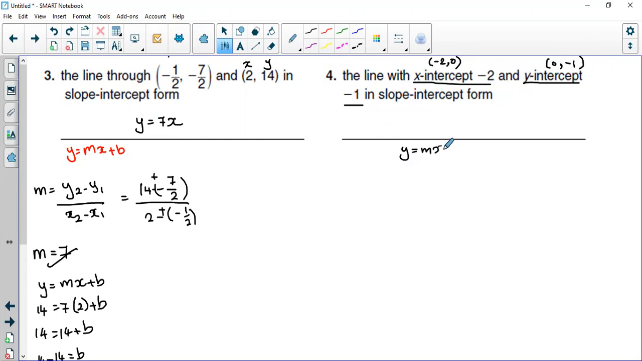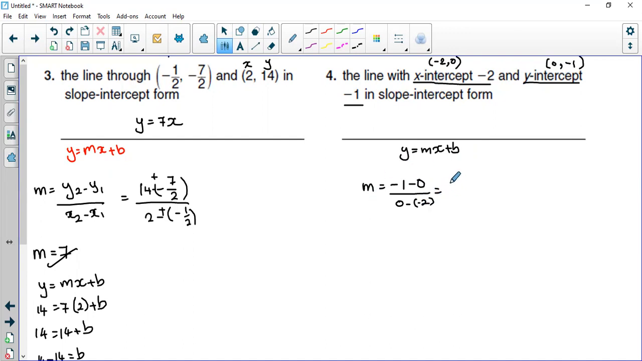Right, now again we need the slope, and also we need the y-intercept. Already they have given us the y-intercept. So we are on the safe side, we don't need to find the y-intercept here. But we need to find the slope. So to find the slope, m is going to be equal to, again, y2 minus y1 over x2 minus x1. So it's going to be -1 minus 0 over 0 minus -2.